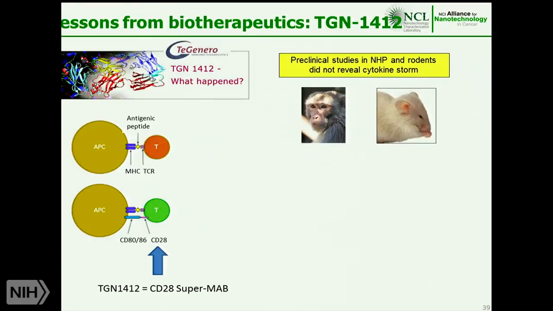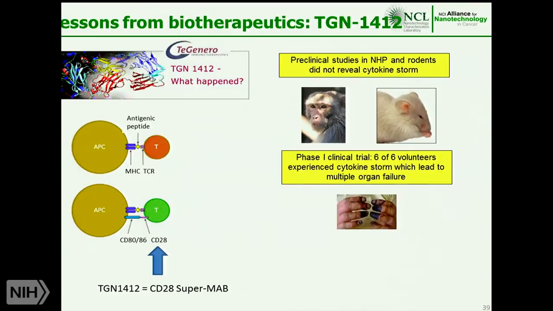Then this concept was studied in preclinical studies. The studies were done in non-human primates and in rodents. And there was no cytokine storm identified during these studies. However, then they transitioned into the clinical studies and injected this material into human volunteers. 6 out of 6 patients were delivered into the intensive care unit due to the cytokine storm. They almost lost their life.